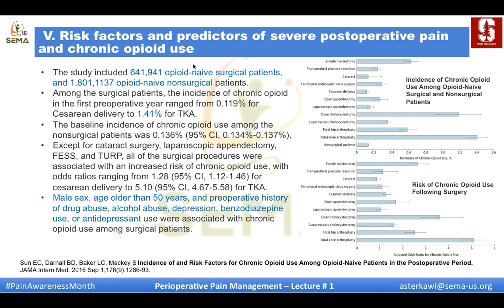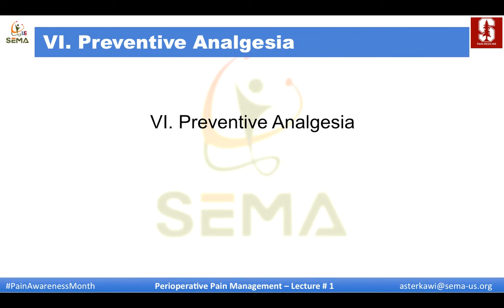To the top right here, you will find the incidence of chronic opioid use among opioid-naive surgical and non-surgical patients. And here you find some risk factors of chronic opioid use following surgery. They found that male sex, age older than 50, and preoperative history of drug abuse, alcohol abuse, depression, benzodiazepine, or antidepressant use were all associated with chronic opioid use among surgical patients.